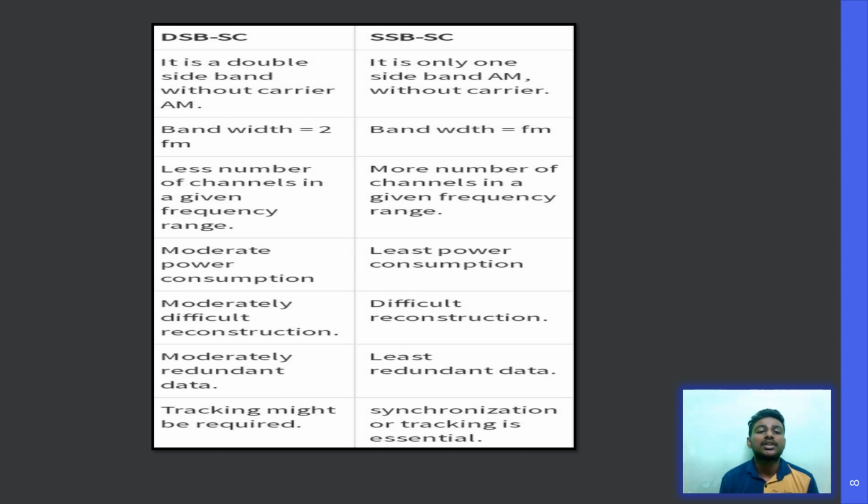Moderate power consumption in DSBSC modulation, least power consumption in SSBSC modulation. Moderately difficult reconstruction in DSBSC modulation, difficult reconstruction in SSBSC modulation. Moderately redundant data in DSBSC modulation, least redundant data in SSBSC modulation. Tracking might be required in DSBSC modulation. Synchronization of tracking is essential.